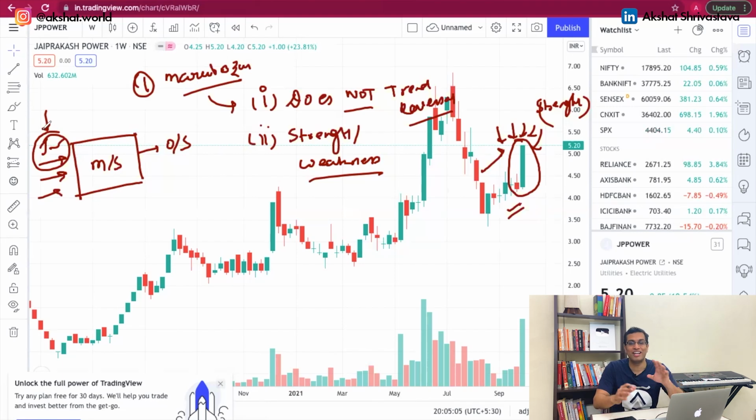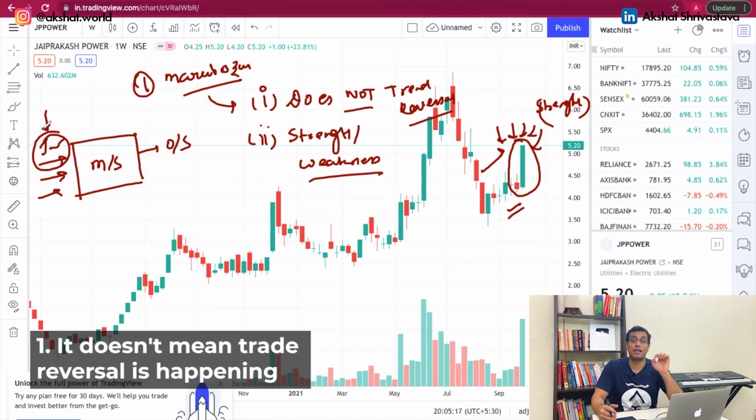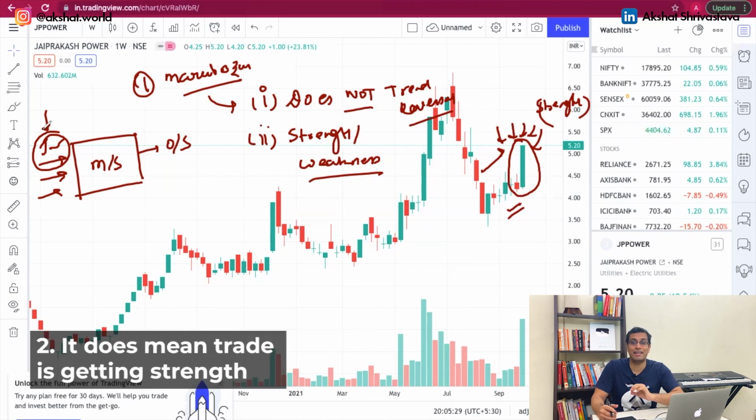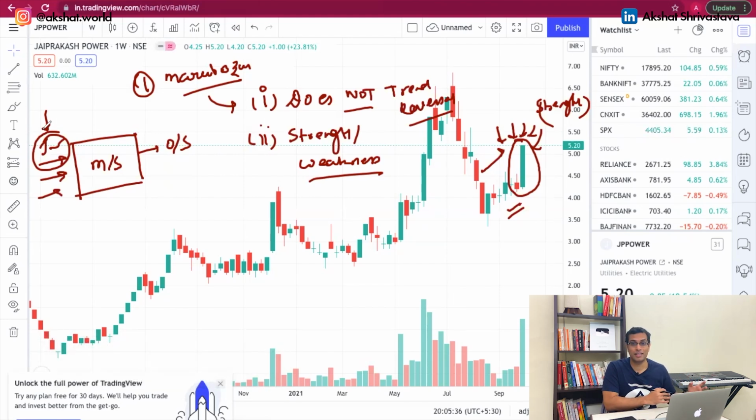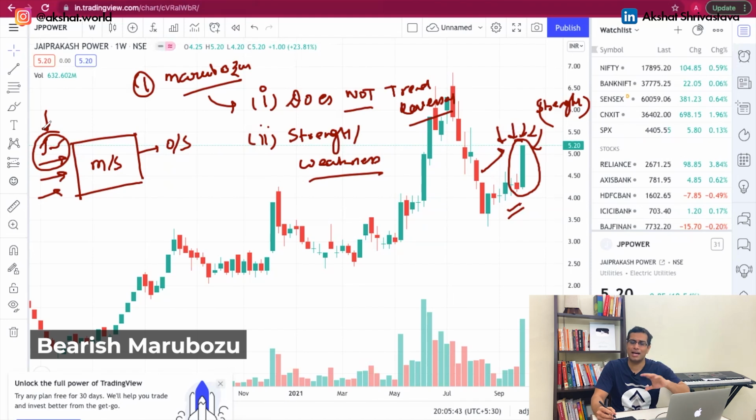Now, am I telling you to go and take this trade? No, absolutely not. This is as per your understanding. I am not discussing JP Power today. I am simply trying to help you understand what Marabozu means versus not. Number one, it does not mean that trend reversal is definitely happening. Please do not take trades based on a Marabozu strategy. Number two, it definitely does indicate that the stock is gaining strength. This is an input for you. Now you need to match that input with a bunch of other different things. What those things are, we will discuss in subsequent videos. But do understand that by seeing a Marabozu, I can at least understand that this stock is gaining strength.